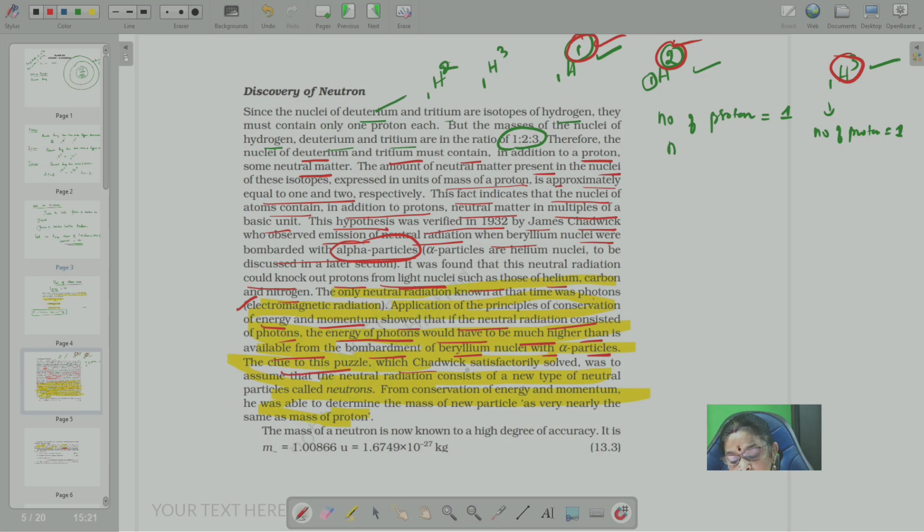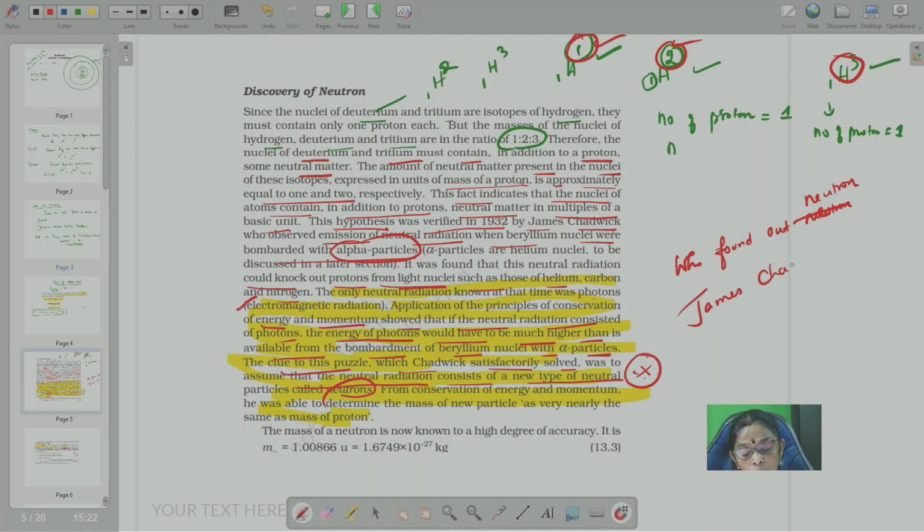So therefore he concluded that it must not be photonic energy, and the clue to this puzzle, which Chadwick satisfactorily solved, was to assume that the neutral radiation consists of a new type of neutral particle called what? Neutron. So who found out neutron? That's the whole paragraph. Who found out neutron? Neutron was found out by James Chadwick. Who found out neutron? The answer is James Chadwick.